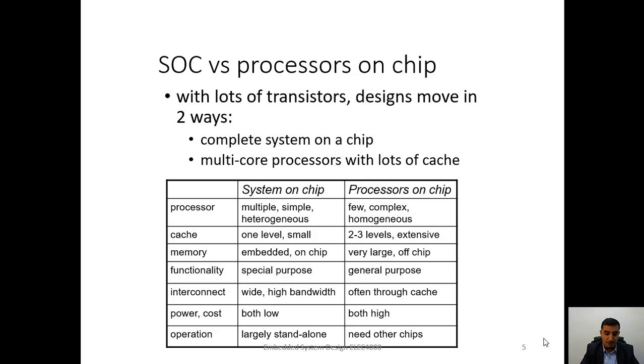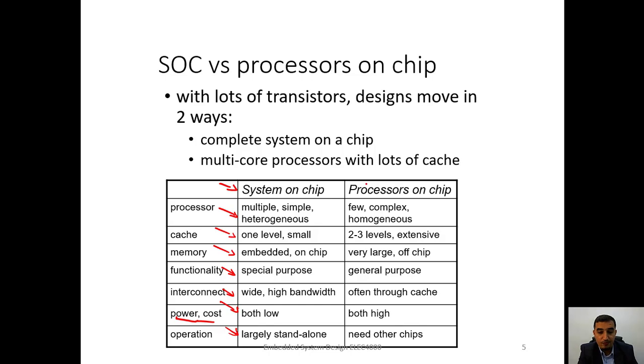Other people said, instead of having a lot of cores, we don't need that processing power. We will integrate more of the components inside the chip. So in a system on chip, we have multiple simple heterogeneous processors. We have one level of cache. We have memory. We have special functionality. We have wide, high bandwidth. In terms of power and cost, both are low. Operation, again, we are aiming for standalone applications.